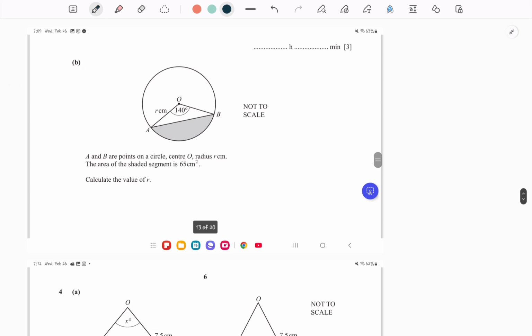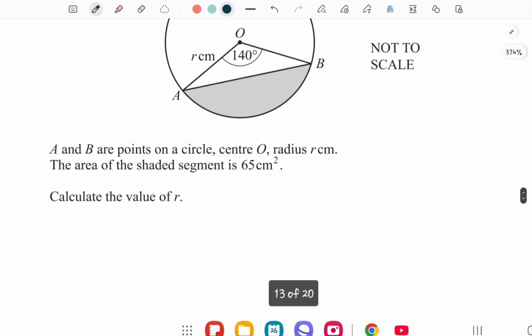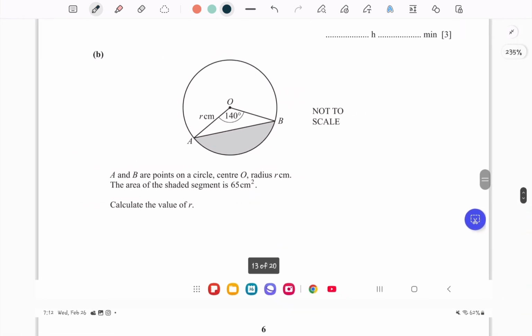Now we move on to part B. Okay, so part B of question 7. A and B are points on a circle, center O, radius r centimeter. The area of the shaded segment is 65 centimeter squared. They need us to find the value of the radius.